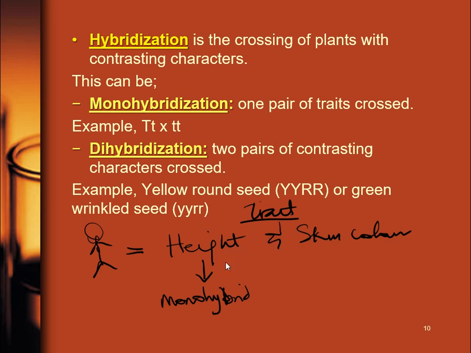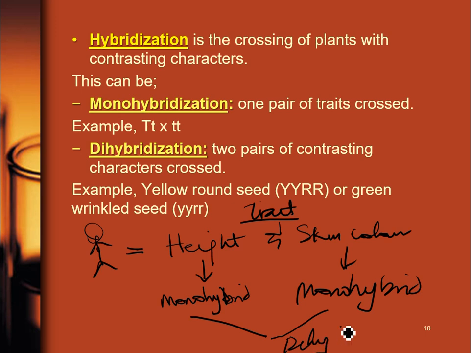Now look at another trait here. The skin color is another trait. So this is also another monohybrid. This is another trait, which is skin color. Now these two traits, when they come together, we call that dihybrid. Okay. Now look at some examples. Let's say this man is for height. This man is tall. Let's say this is the type of tall this man is, and the man is brown skin. So this is a typical example of a dihybrid.